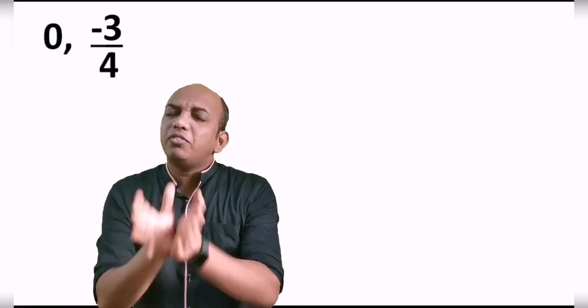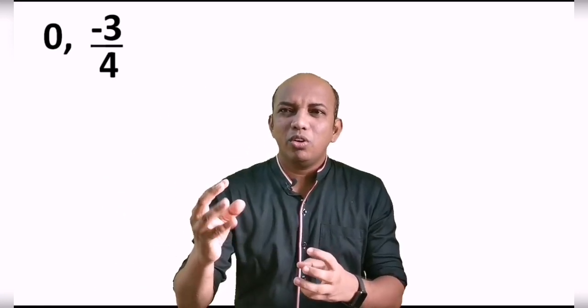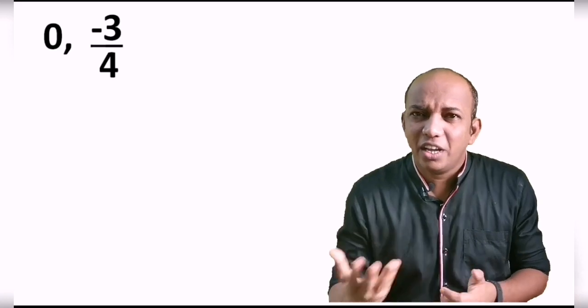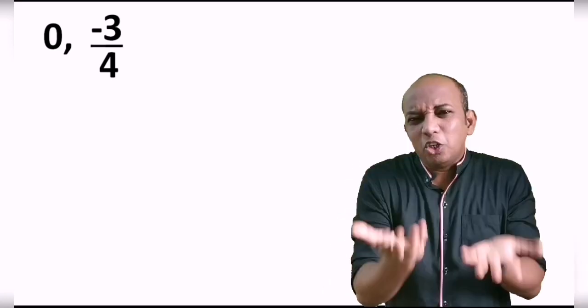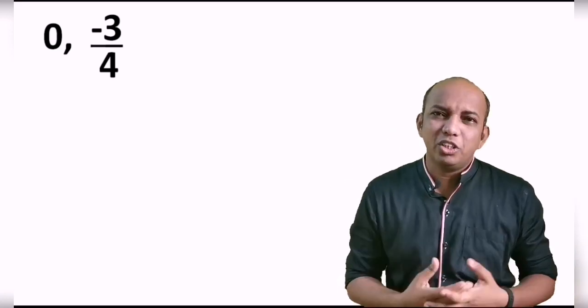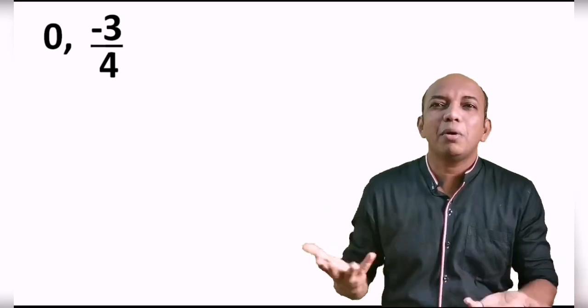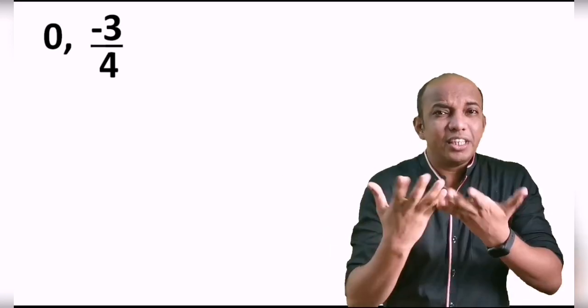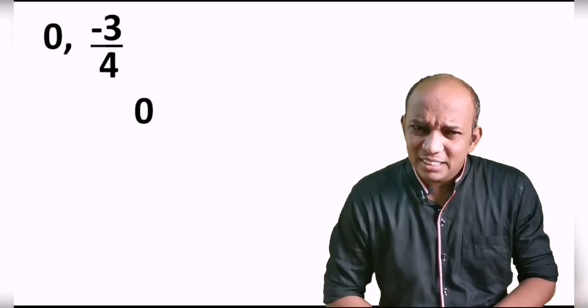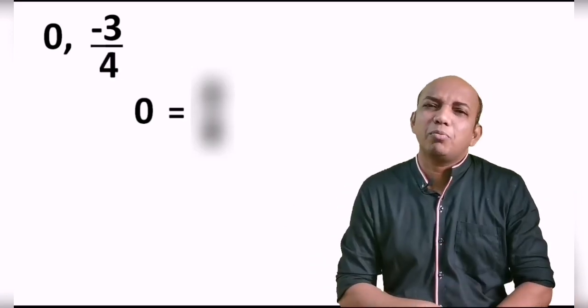Next question, that is 0 and minus 3 upon 4. Okay, so in this question if you observe, 0 is without a denominator, and the way I told you, 0 divided by any number, the answer is always 0, so it doesn't matter which number you are taking in the denominator, right? You can take it directly. So write 0 as it is. Then the second fraction, minus 3 upon 4.